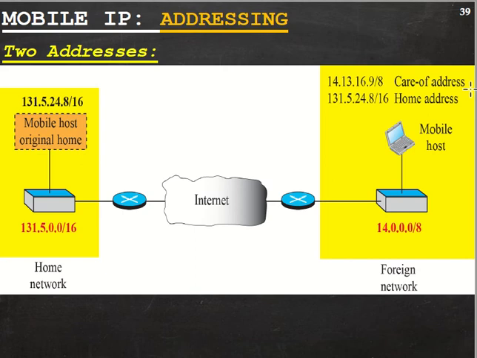So the same device will have two addresses. When it is in the home network, we call it the home address, and when it goes to the other network or foreign network, we call it the care of address.